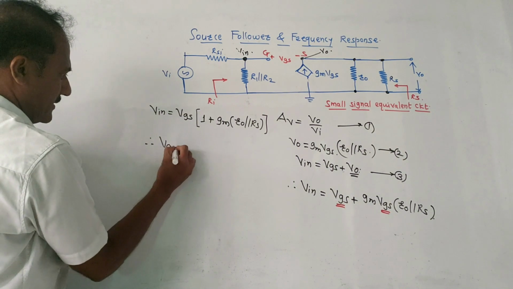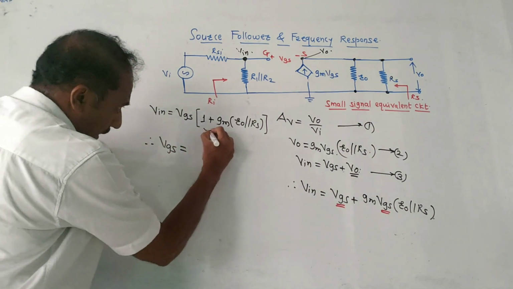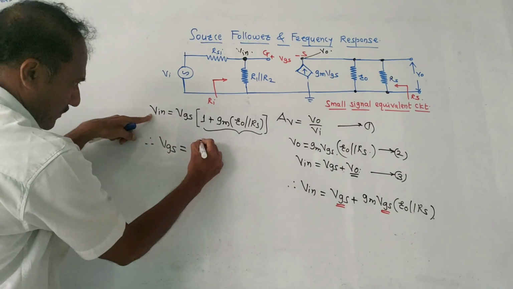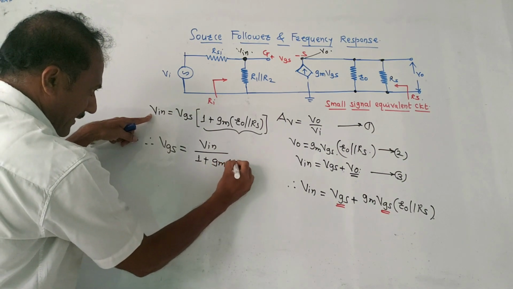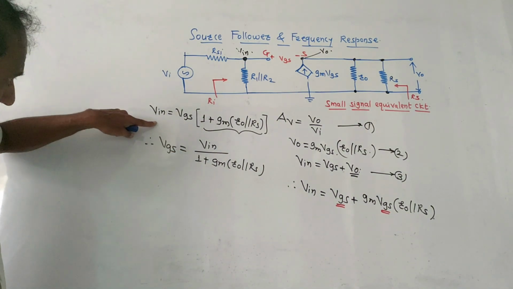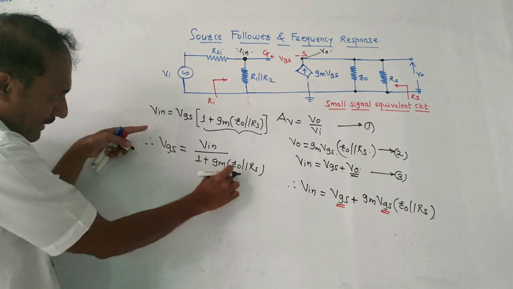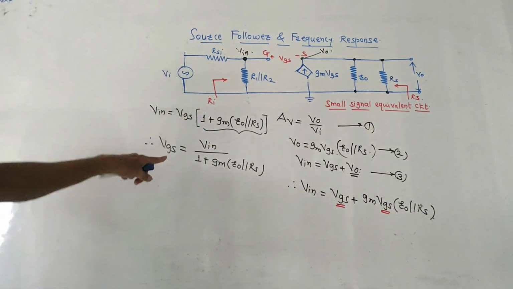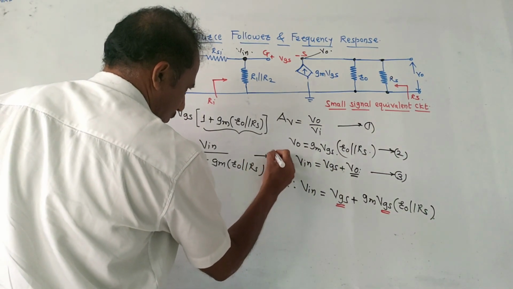Therefore, what is my aim from this equation? I want to obtain the equation of VGS. So we will transfer this whole term to the RHS, keeping VGS as it is. So it becomes V in upon 1 plus GM in the bracket R0 parallel RS. Very simple: we transfer this whole term to the RHS, so this will come as V in upon 1 plus GM R0 parallel RS, equals VGS. I interchanged the sides and wrote the equation. So this is the equation of VGS. Let us say this is equation number 4.